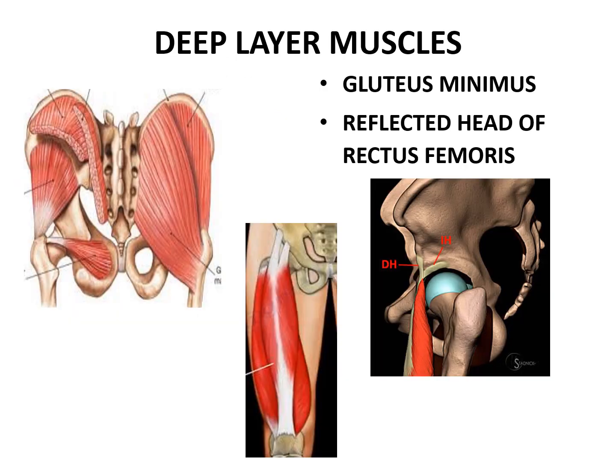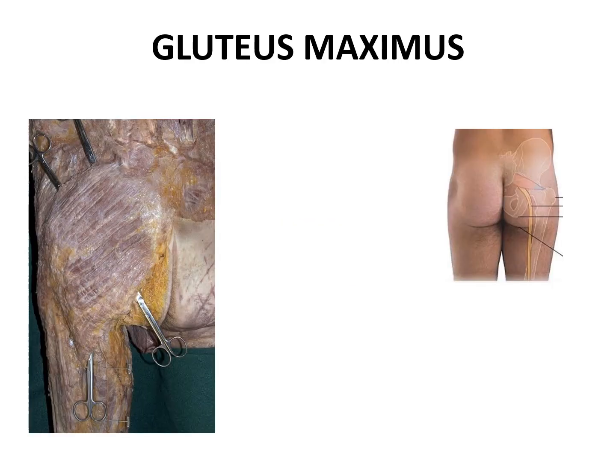Now coming to the deep layer, we have two muscles, namely gluteus minimus. So this is the gluteus minimus here in the deepmost layer, and we have the reflected head of the rectus femoris. As you can see here, this is the rectus femoris muscle. It has a straight head and a reflected head. So we are speaking about the reflected head of the rectus femoris, which is present in the deep layer of the gluteal region. Now we will see in detail about the gluteus maximus muscle.